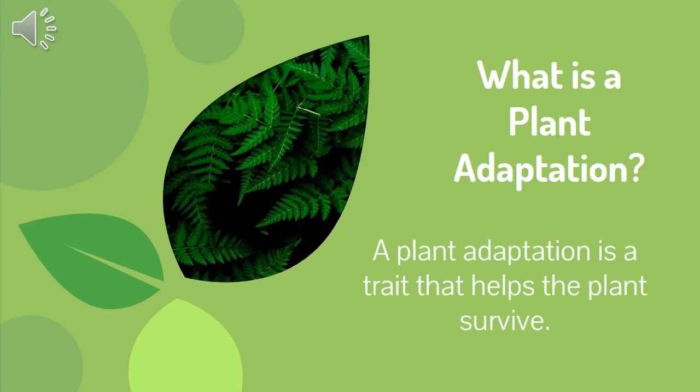We will start out with a key definition. What is a plant adaptation? A plant adaptation is a trait that helps the plant survive. Just like an animal adaptation was something about the animal that helped the animal to survive, a plant adaptation is just something about the plant that helps the plant survive.